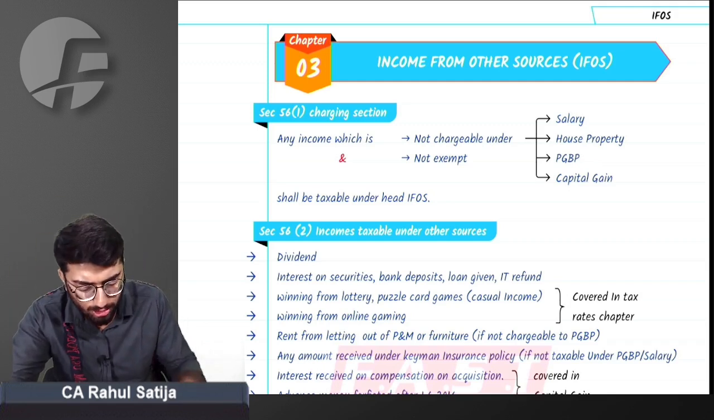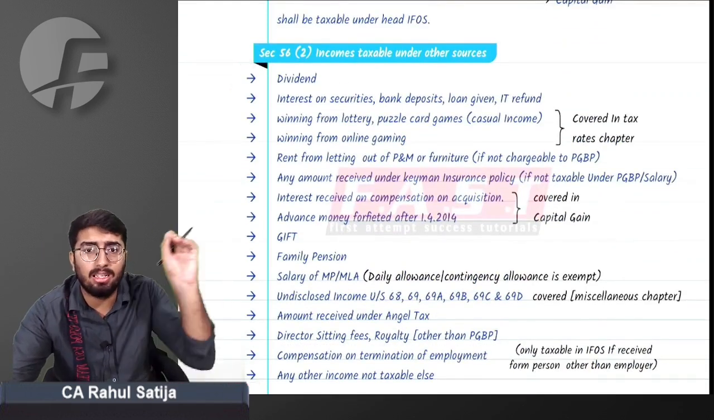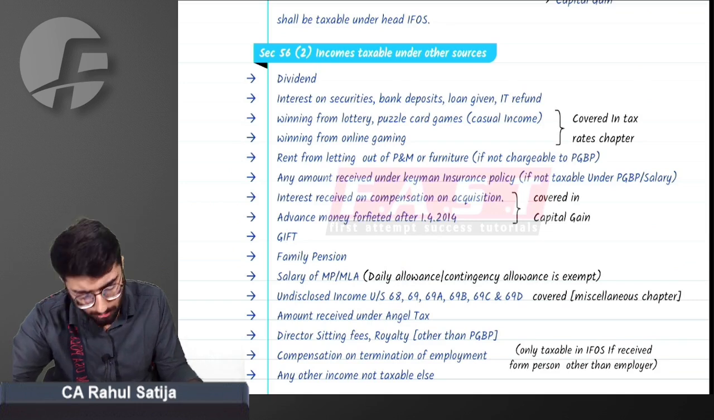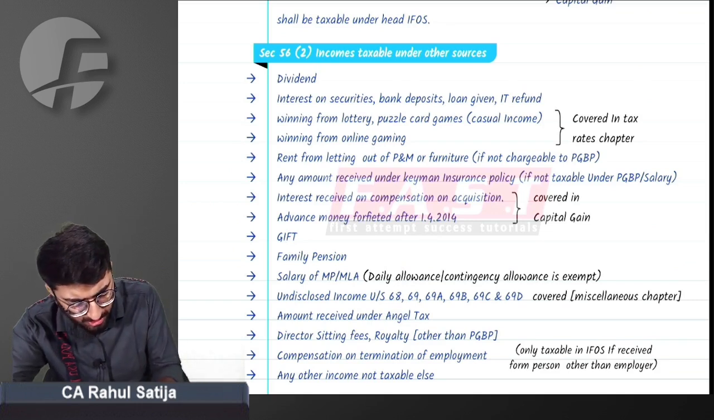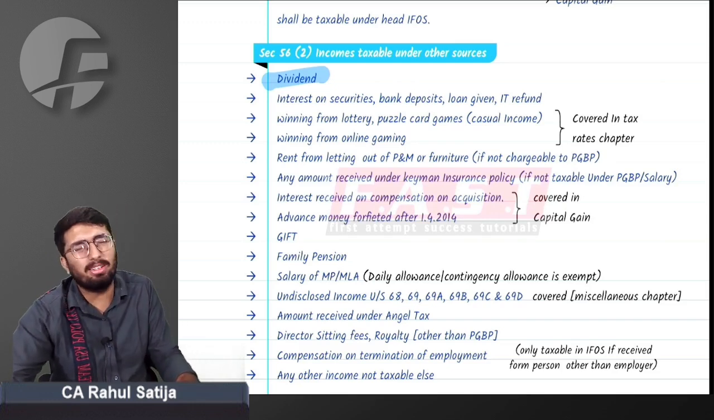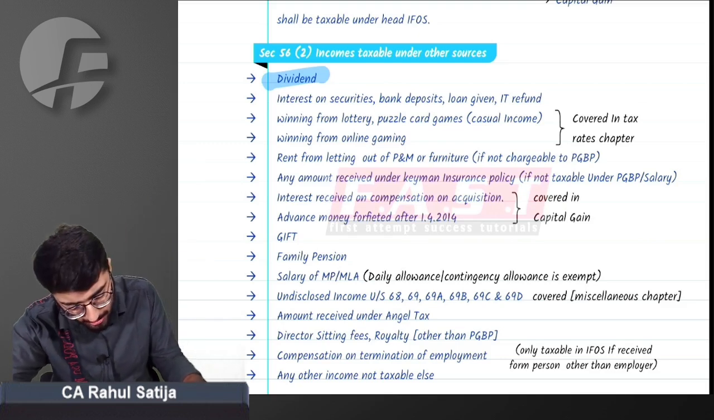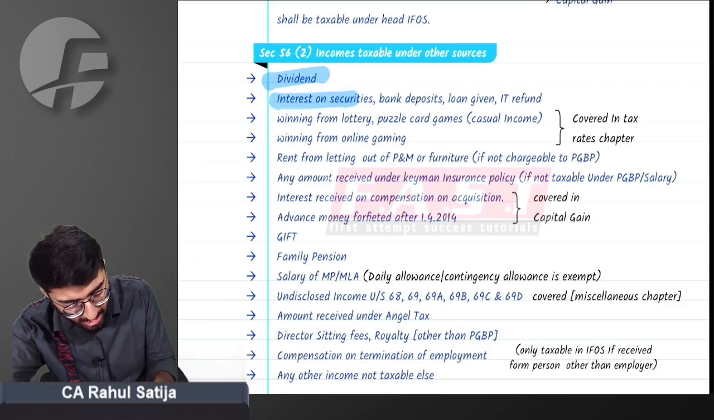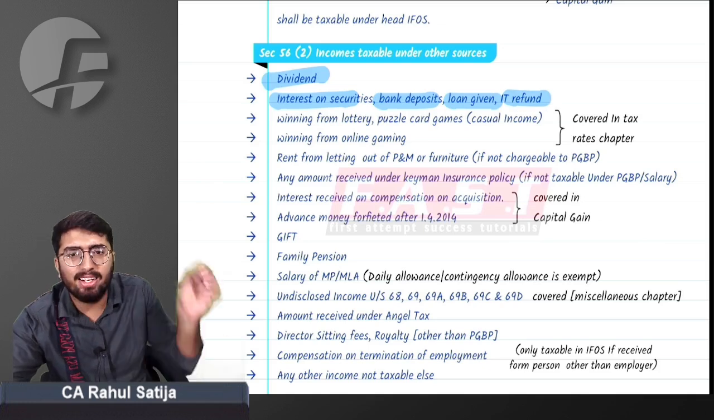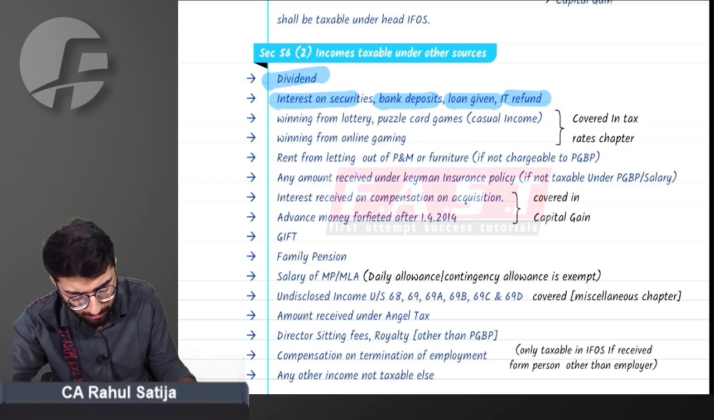But the IFOS provision provides a list of transactions that will always be taxable in this chapter. Sir, what are those transactions? Dividend is always taxable under the head IFOS. Always. Even if you are trading in securities, dividend will be taxable under IFOS. Interest on securities, bank deposits, loans, IT refund. Interest of any kind will be taxable in IFOS except for a few we have to study.